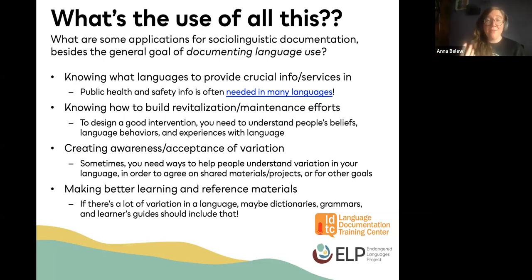And similarly, having good sociolinguistic documentation can help you make better learning and reference materials, right? Let's say you're making a dictionary of your language. You might really want to take the time to include all of the different varieties or pronunciations of a word. If I made an English dictionary and I only listed soda as a word for that fizzy drink, I'd be missing a lot of people who speak English. They might read that dictionary and be like, that's not the word, it's pop. So you might want to have a more comprehensive grammar or dictionary through these kinds of efforts.